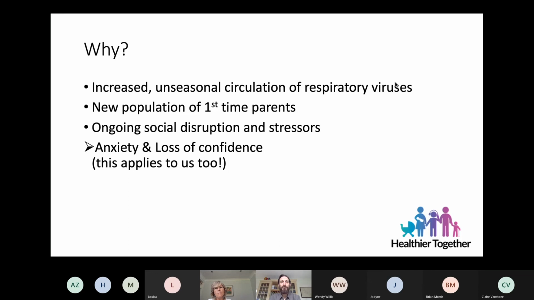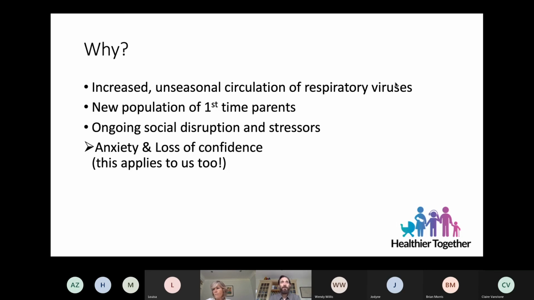So I think that the sudden increase in attendance is due to a number of factors. There is certainly an unseasonal increased circulation of respiratory viruses. There's a definite increase in things like bronchiolitis at the moment and circulation of RSV.